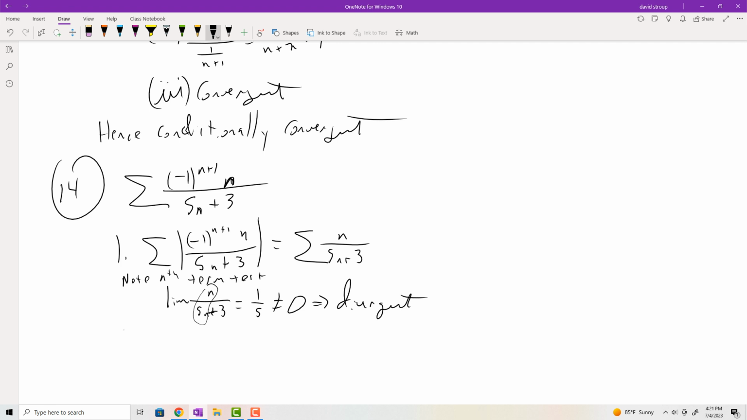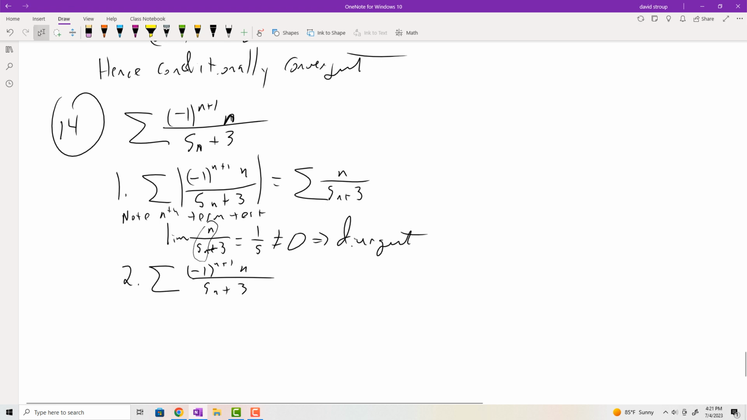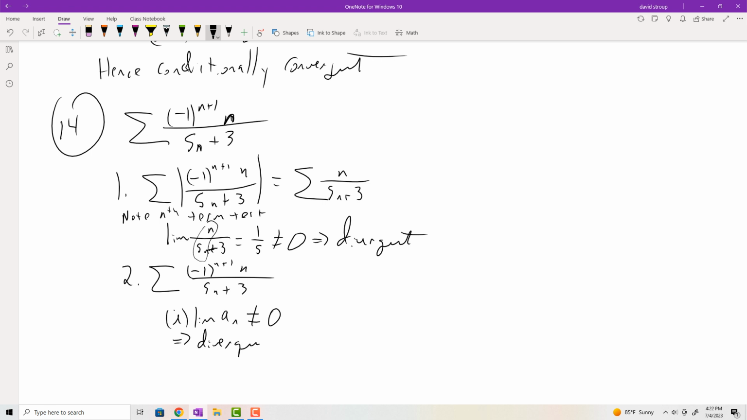Okay, so then we go to the original series, and it's alternating. And the alternating series test, again, kind of starts with the nth term test, sort of. And of course, that thing will not equal 0. That will just equal 1/5 again. So again, we will say it's divergent. Okay. So hence, this series is divergent.